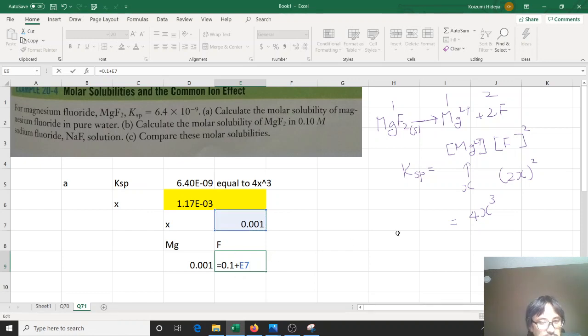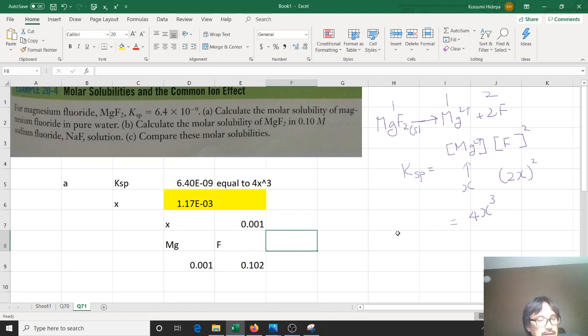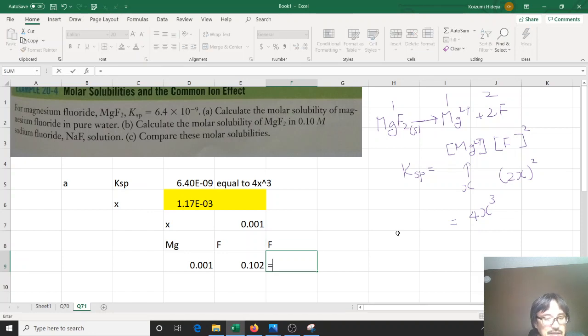So let's think about this one. Should I actually put 2x here? Because each time the Mg dissolves, I get 2 of those F guys. MgF2 means that you have Mg and F, right? So this one right here is the same stuff, 0.1. F could come from 0.1 or 2 times this guy, right?